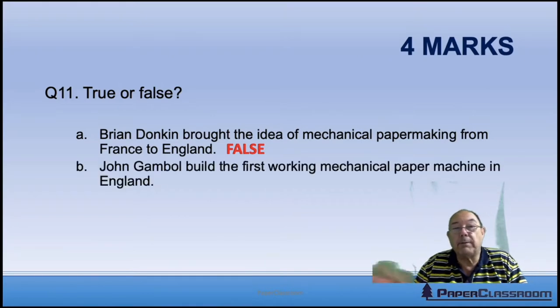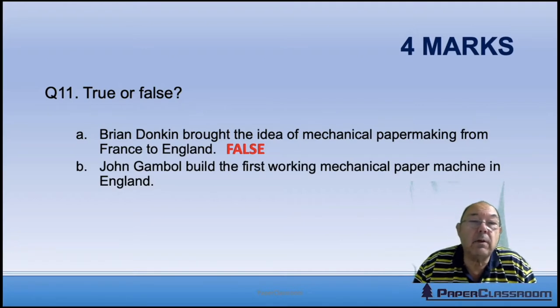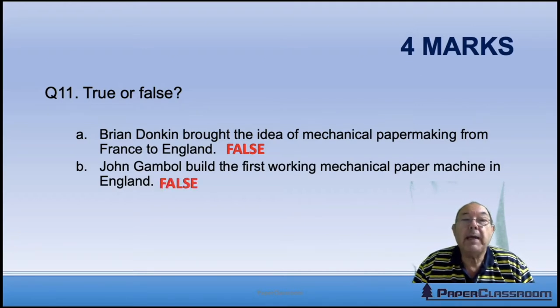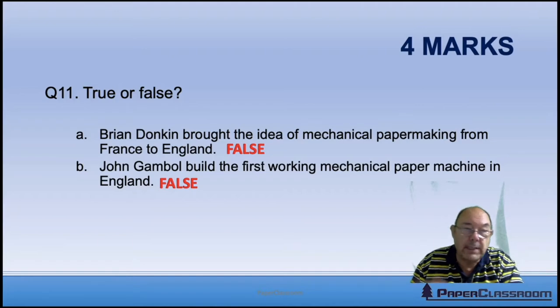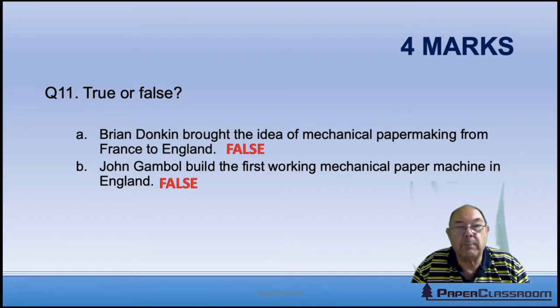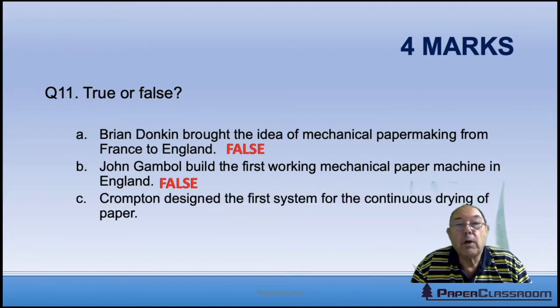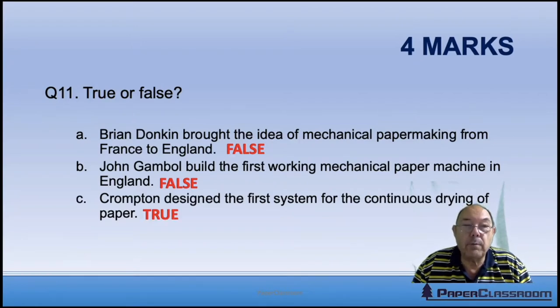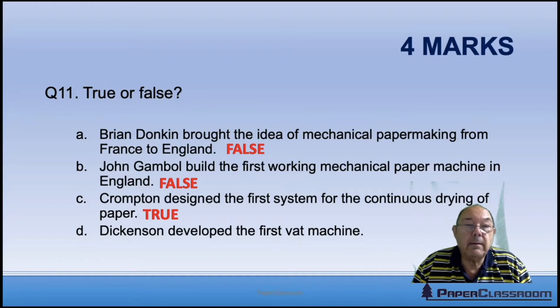John Gamble built the first working mechanical paper machine in England. Also false. He was the guy who brought it from France to England. Crompton designed the first system for the continuous drying of paper. True. And finally, John Dickinson developed the first vat machine. Also true.